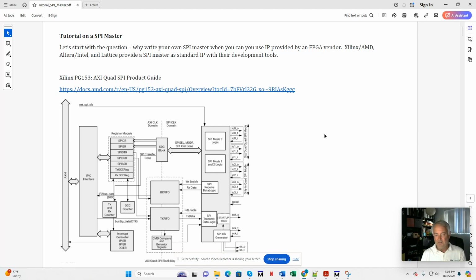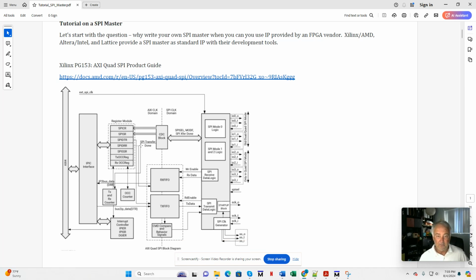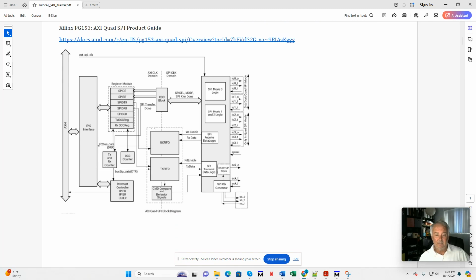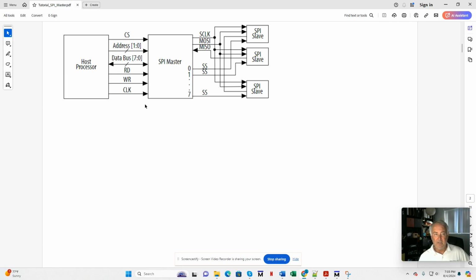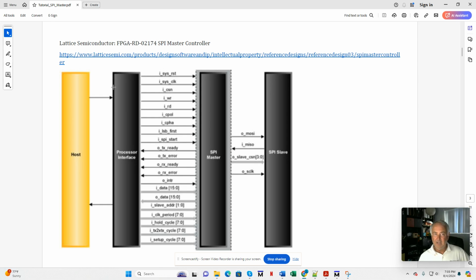Why would you bother to code your own SPI Master when the major FPGA vendors all provide SPI Master as free IP? Example, Xilinx offers the XE Quad SPI. There's your block diagram, easy to find online. Altera Intel offers their SPI Master, probably an Avalon interface there. Easy to find documentation on that. And even Lattice Semiconductor provides a SPI Master.